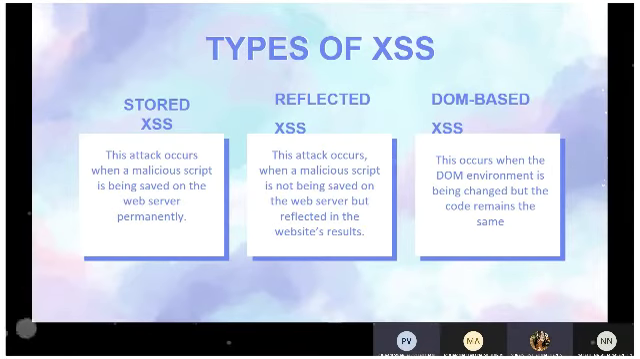For types of XSS, we have three types. First is stored XSS. This attack occurs when a malicious script is saved on the web server permanently. Second, reflected XSS. This attack occurs when a malicious script is not saved on the web server but reflected in the website's result. And the third is DOM-based XSS. This occurs when the DOM environment is changed but the code remains the same.